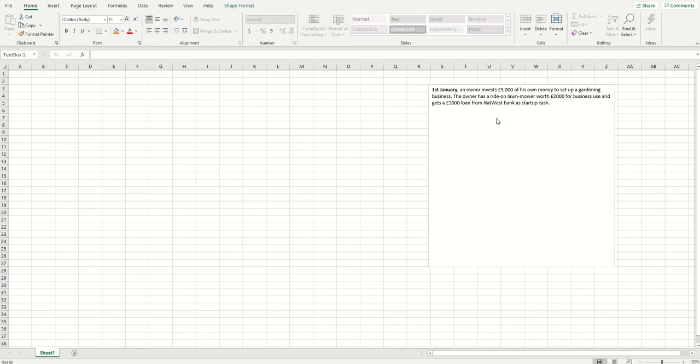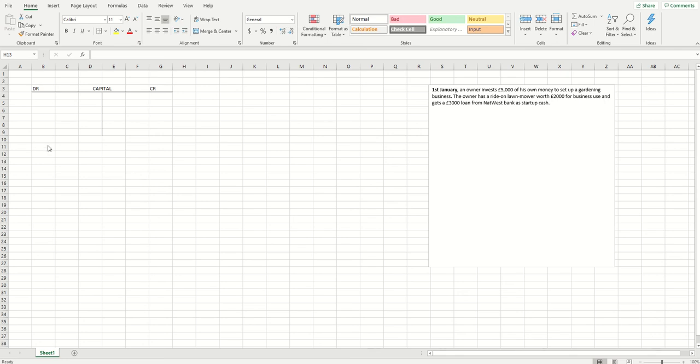So on the 1st of January, an owner invests £5,000 of his own money to set up a gardening business. The owner has a ride-on lawnmower worth £2,000 for business use and gets a £3,000 loan from NatWest as startup cash. What we're first going to do is create a ledger for the capital that the owner invests, and that's the £5,000 worth of cash.